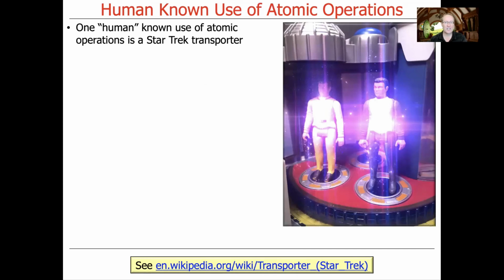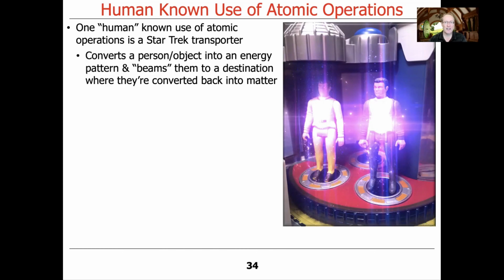So again, just a quick recap, the human known use would be the Star Trek transporter beam. If you don't know what a transporter beam is, take a look at the link below. It basically converts a person or an object into energy and then beams them to some destination where they're converted back into matter. And again, this is one of those things like time travel that we're always looking forward to having and never quite get there.